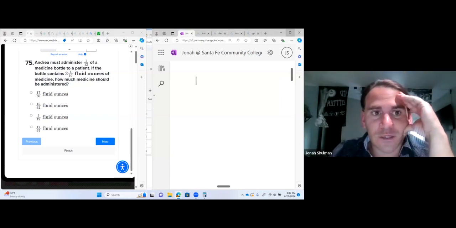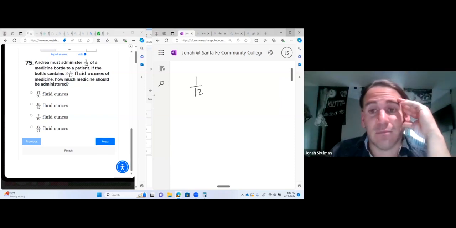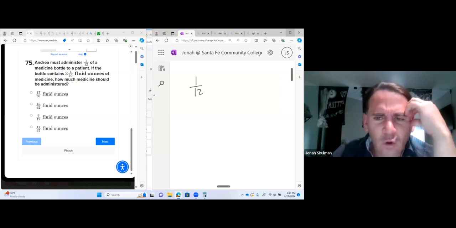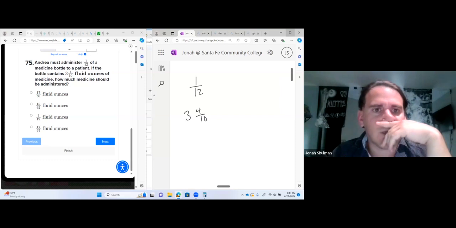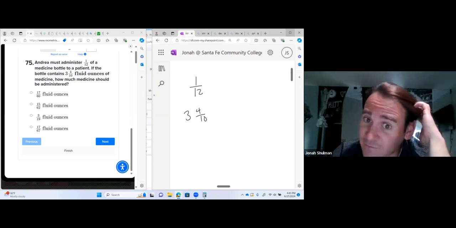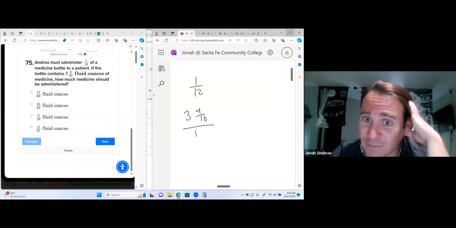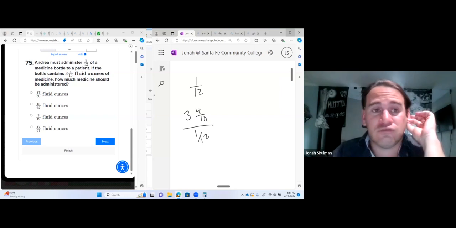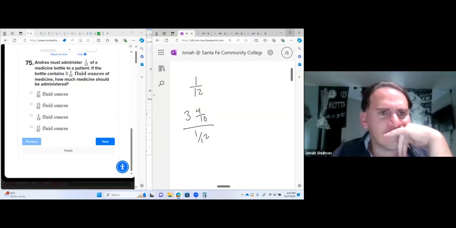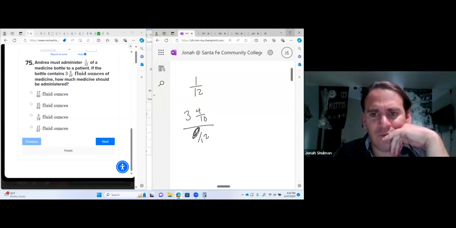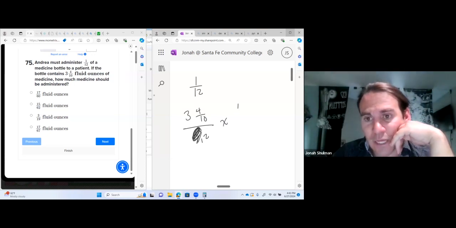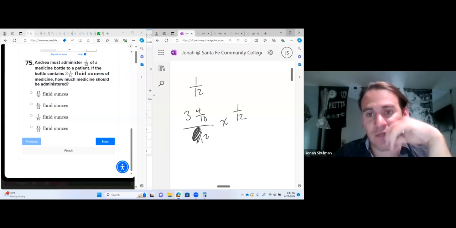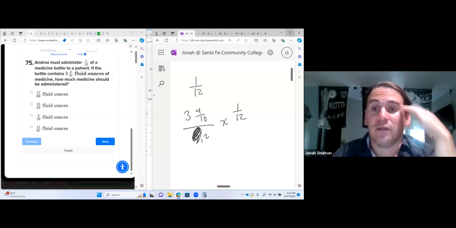So we have to do 1/12 of a medicine bottle. The whole thing contains 3 and 4/10. So 1/12 of this. So basically I have to take 3 and 4/10 and divide this by, oh, sorry, just divide it by 12. If I want 1/12 of the bottle, I'm basically multiplying this by 1 over 12 or dividing by 12. So let's work it out.